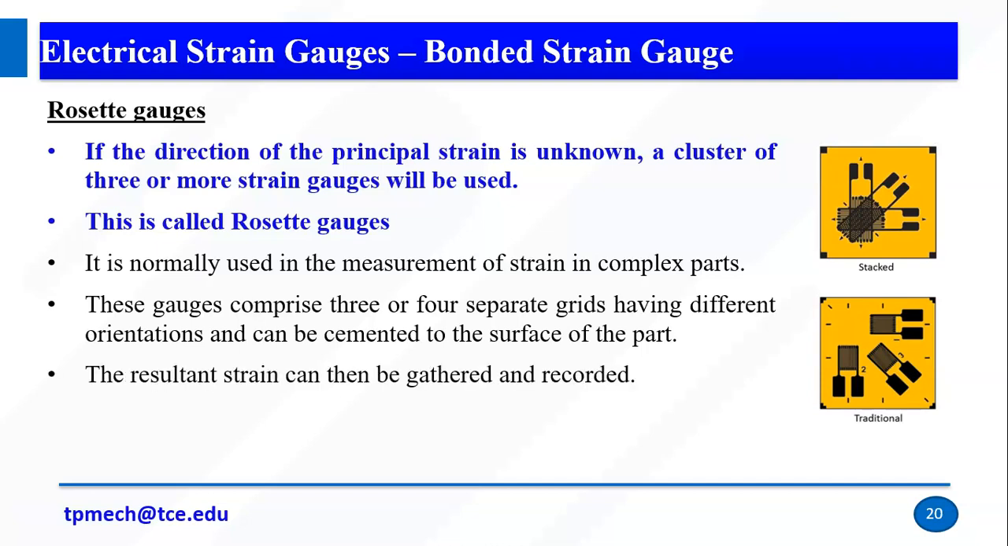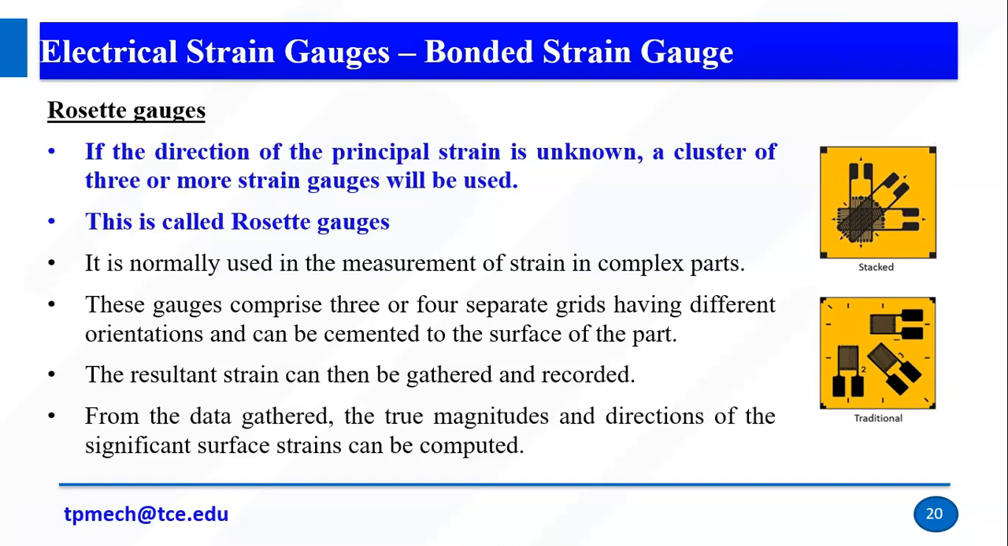So the resulting strain can then be gathered and recorded. The results of this rosette gauge can be gathered and measured, so we can easily measure the strain. Right. So from the data gathered, the true magnitudes and directions of the significant surface strains can be computed.